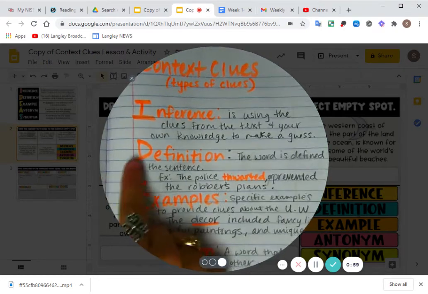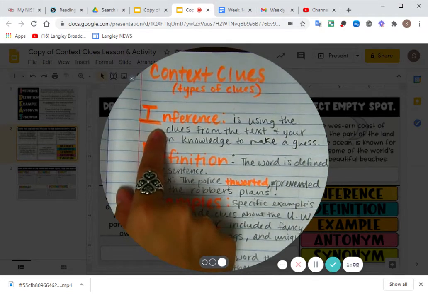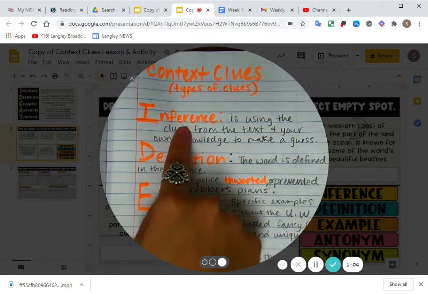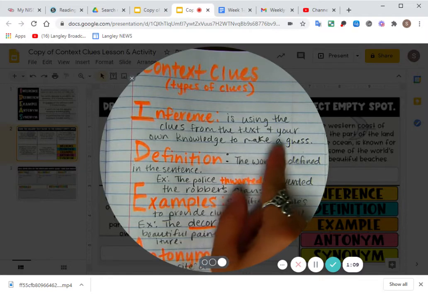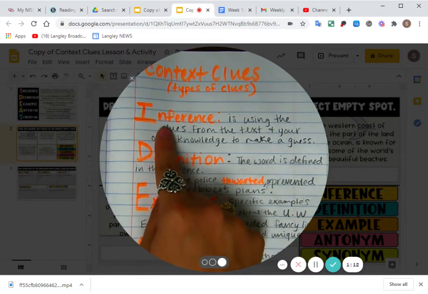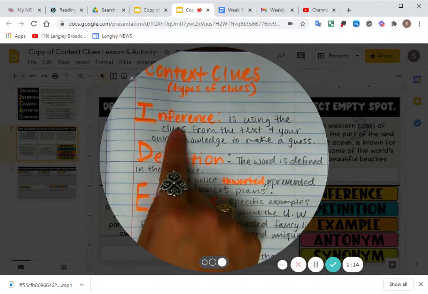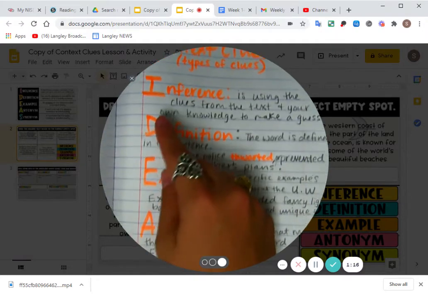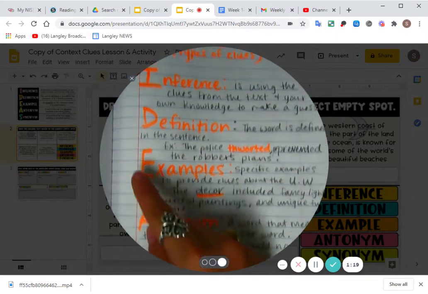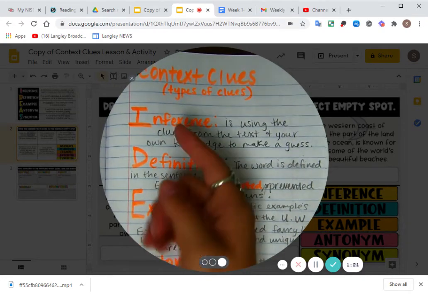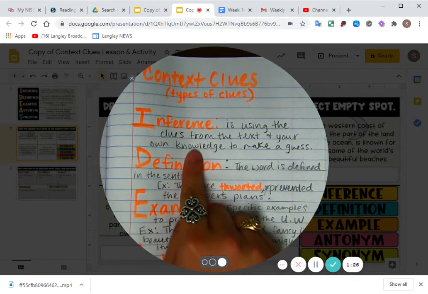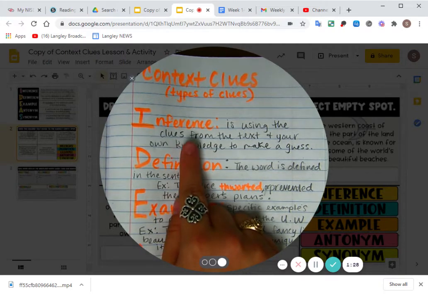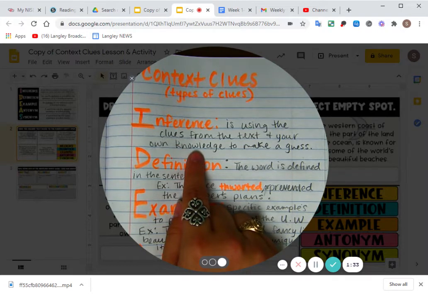All right, and let's take a look at the first one here, I. I stands for inference, okay? And inference is using the clues from the text and your own knowledge to make a guess. Now, you make an inference on the meaning of an unknown word whenever there is no other type of clue for you to use. Okay, sometimes you just have to take your best guess and you just have to make an inference. So, inferencing is using clues from the text and your own knowledge to make a guess, okay, an educated guess.